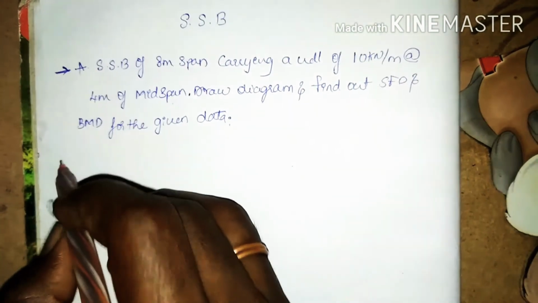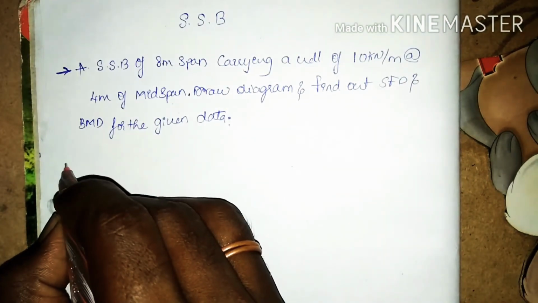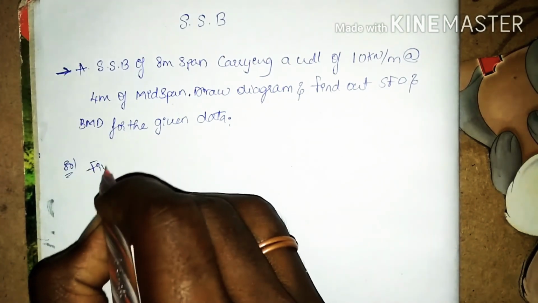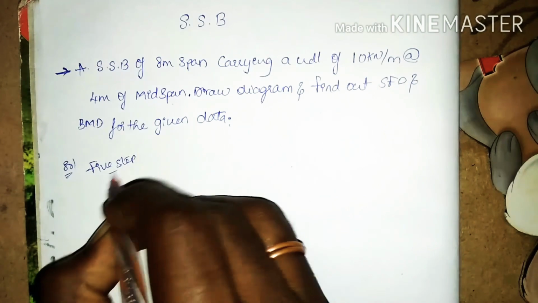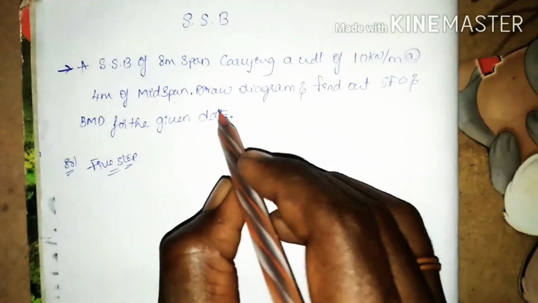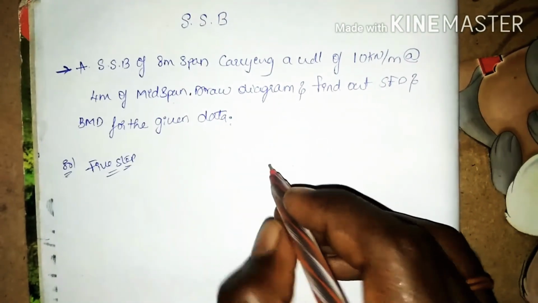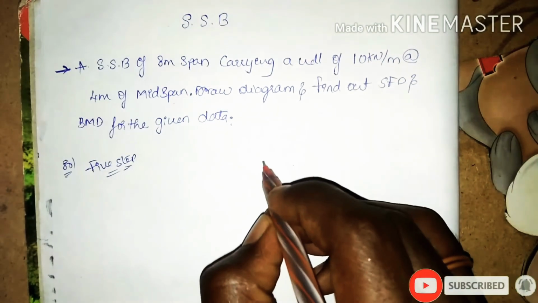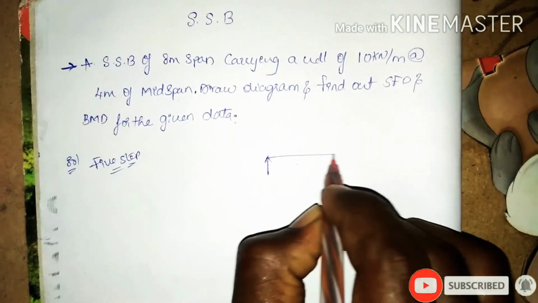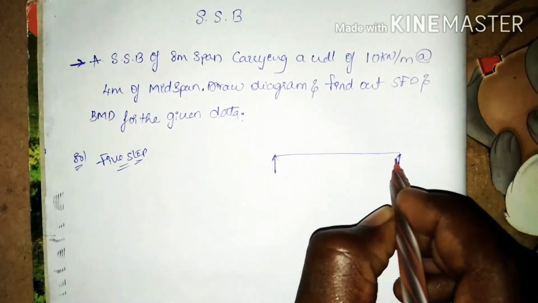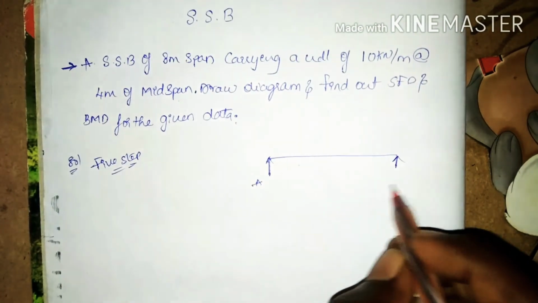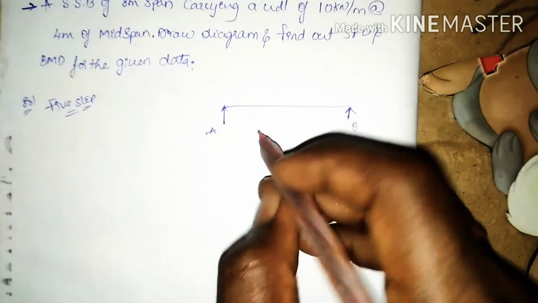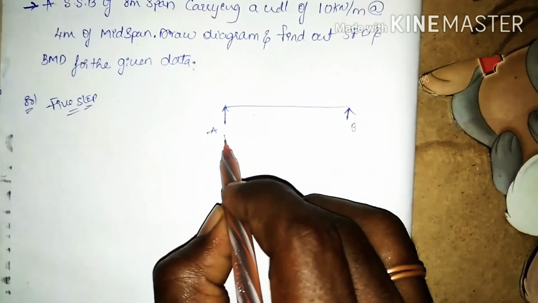Here we are having a solution, and we are having a 5-step method to solve this problem. Let us draw the diagram here. Here we are having 8 meters of span. Let us consider this is the A support and here it is the B support, and this is 8 meters.